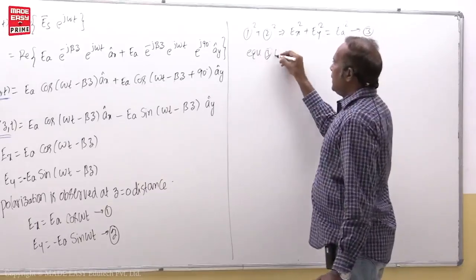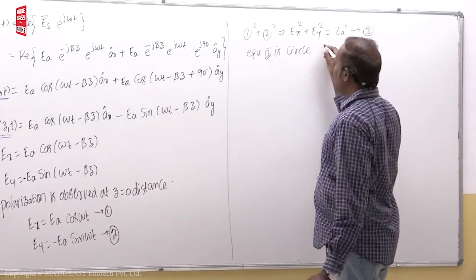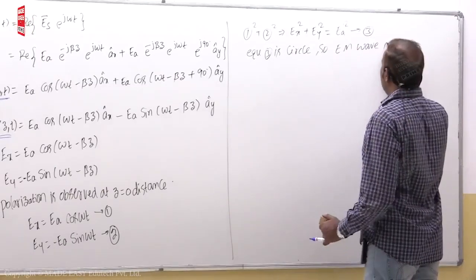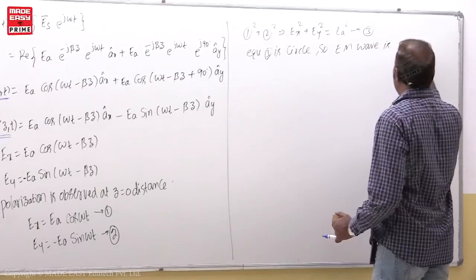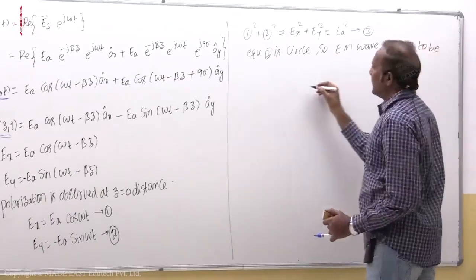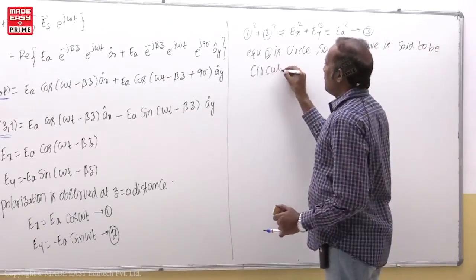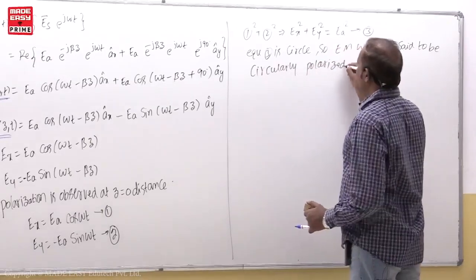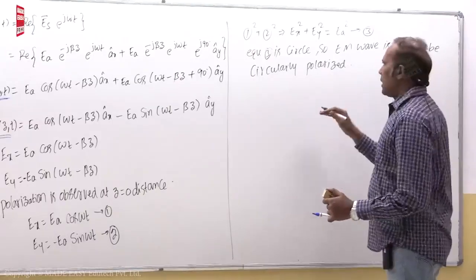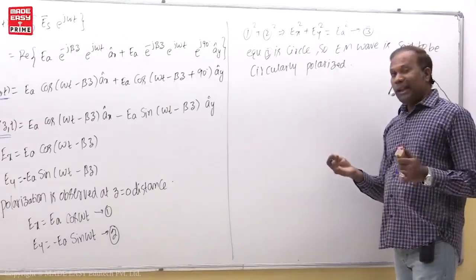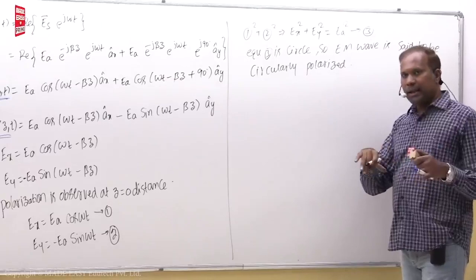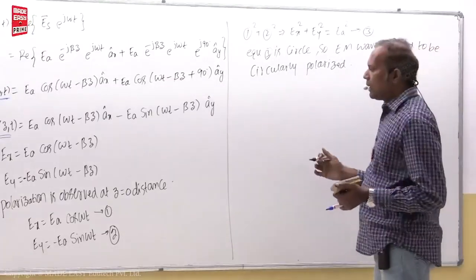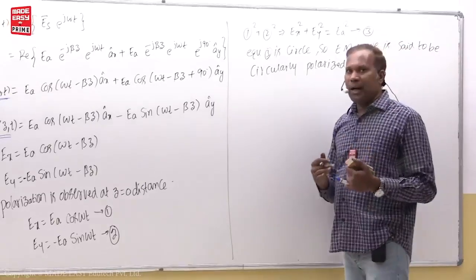So equation 3 is a circle. So the EM wave is said to be circularly polarized. One discussion is over. Now whether it is left circularly polarized or right circularly polarized, we have to discuss. For that purpose, we have to change time and we have to observe.